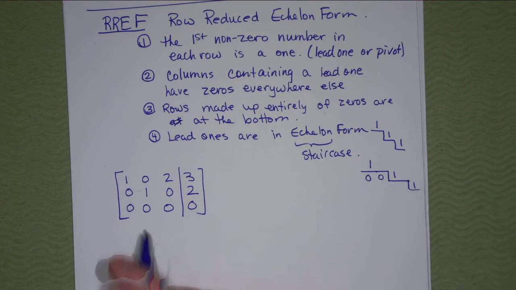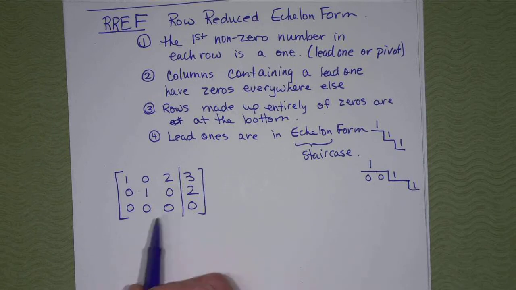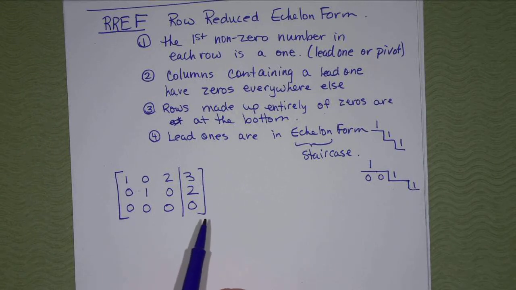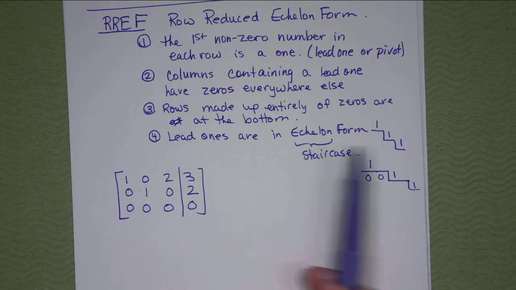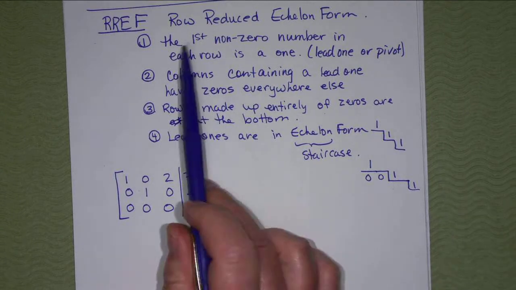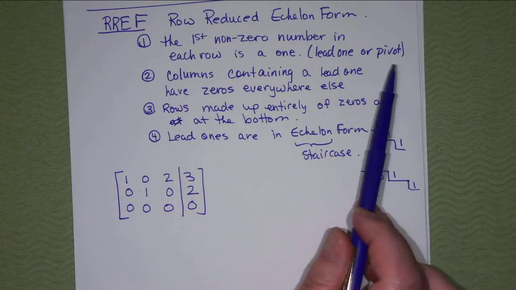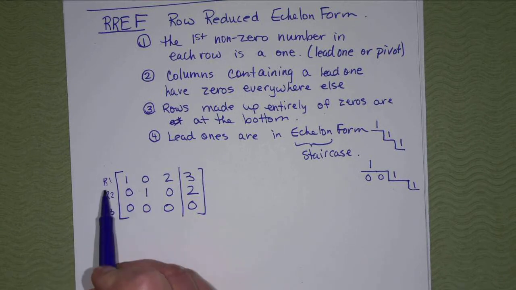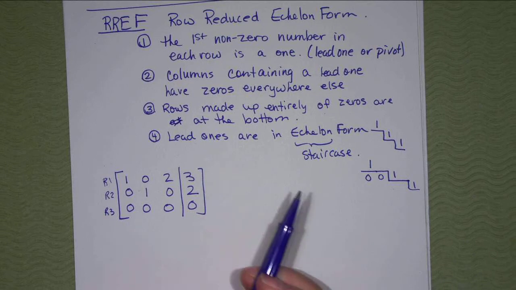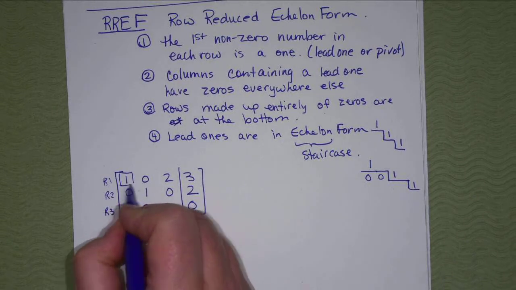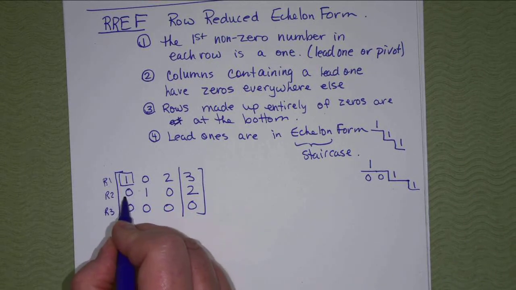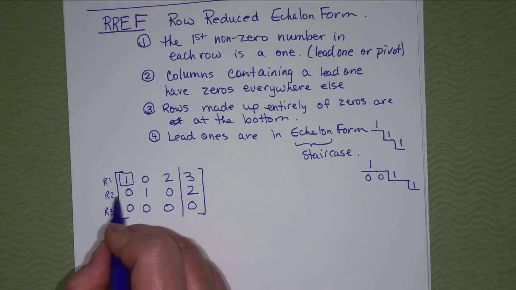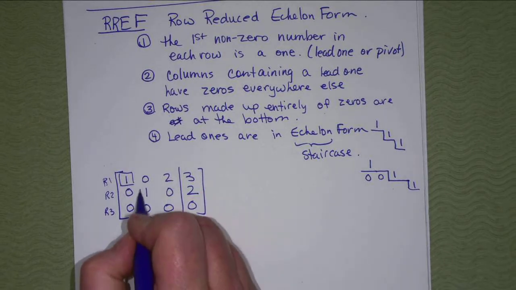So this is in REF, so let's just go through the 4 steps and see why it would be. So the first non-zero number in each row is a 1. So how many rows do we have here? 3 rows. The first non-zero number is a 1. So the first number in this row is a 1. The first non-zero, that's a 0, that's okay. The first number that's not a 0 is a 1. There's no numbers that are not a 0 here, so that's okay. So that's step 1.